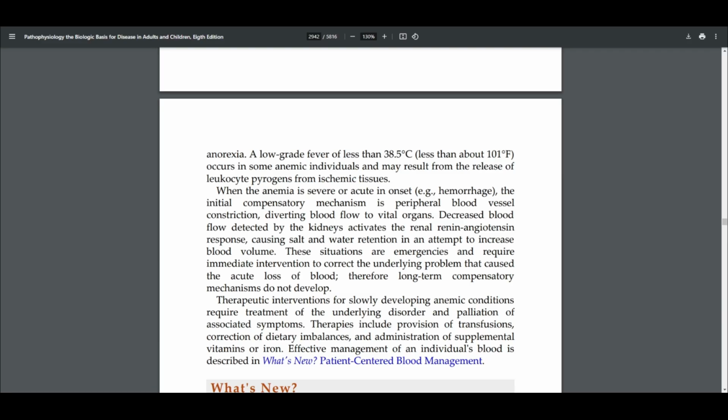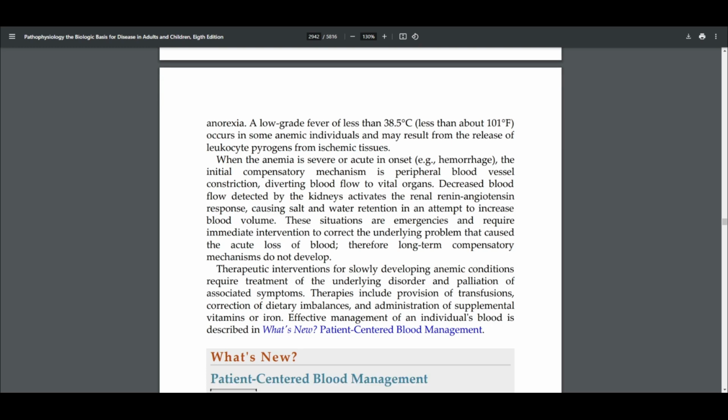Therapeutic interventions for slowly developed anemic conditions require treatment of the underlying disorder and the palliation of associated symptoms. Therapies include provision of transfusions, correction of dietary imbalances, and administration of supplemental vitamins and iron.